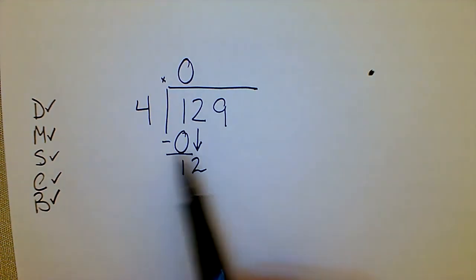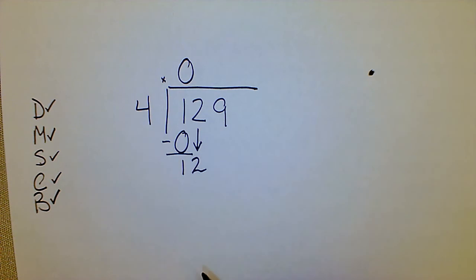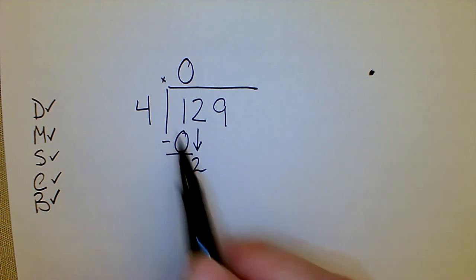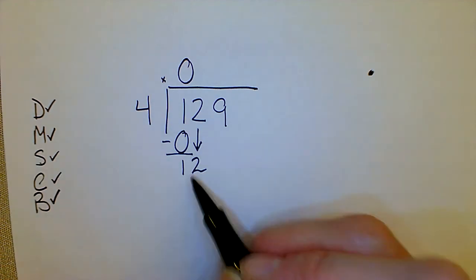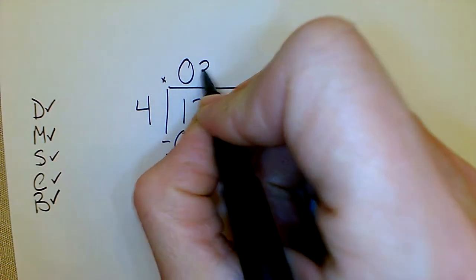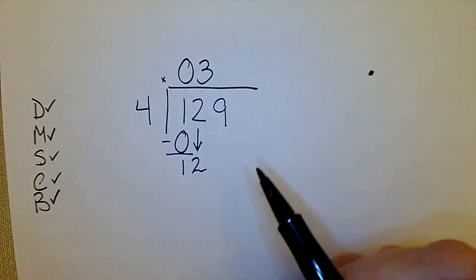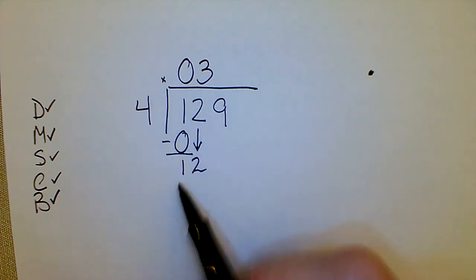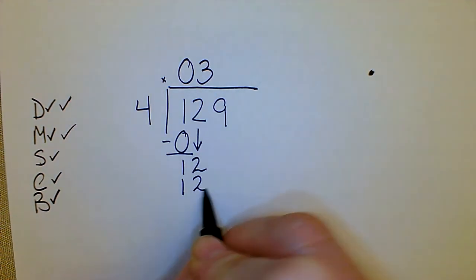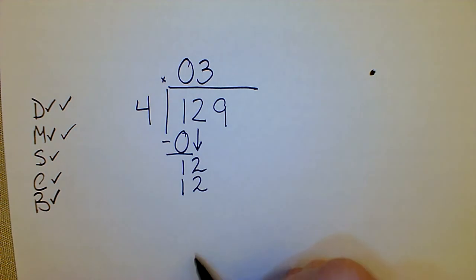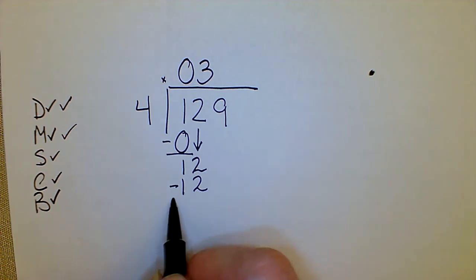Okay, how many times does 4 go into 12? How many 4s are in 12? Or 12 divided by 4? So that's the dividing part. 12 divided by 4, I know is 3. And it actually works out perfectly. I can say 3 times 4 is 12. So now I've divided, I'm doing my multiplication. So 3 times 4 is 12. Now I'm going to subtract.